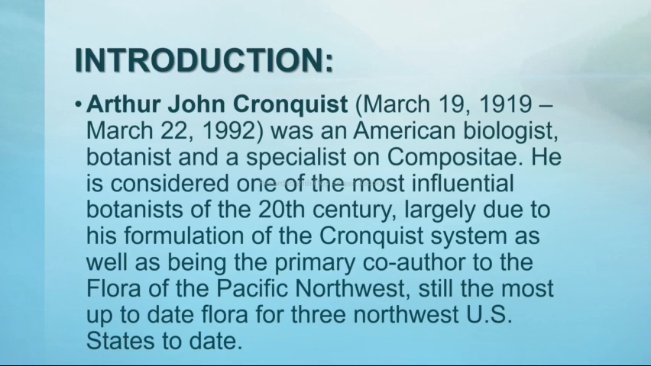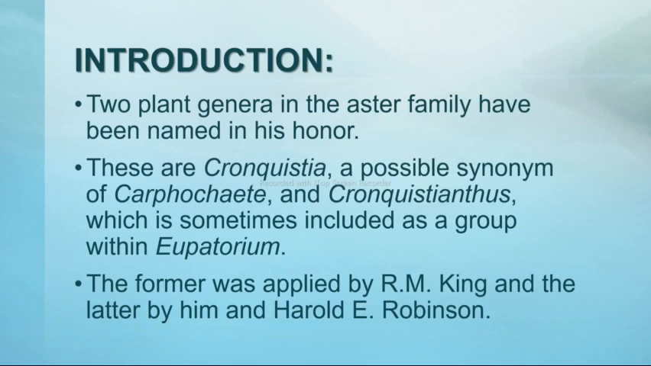Two plant genera in the Aster family have been named in his honor. So these are Cronquistia, a possible synonym of Carphochaete, and Cronquistianthus, which is sometimes included as a group within the Eupatorium. The former was applied by R. M. King and the latter by him and Harold E. Robinson.